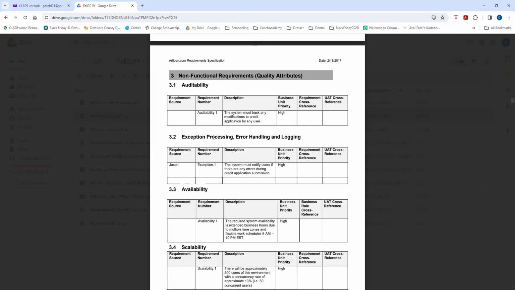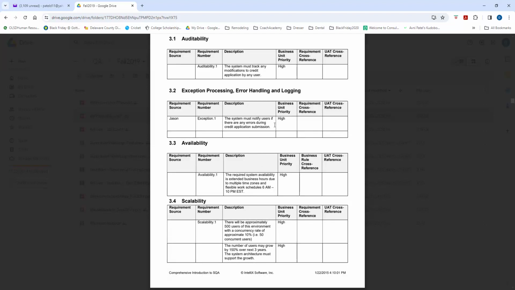Same thing goes for exception handling. When things go wrong, how would the system behave? Let's say I'm trying to submit a credit application and I didn't provide all the right information, or there is some missing information, and I try to submit it. This tells you that the system should notify the user, hey, your credit application was not successfully entered. Here are the errors that you can look into. Okay.